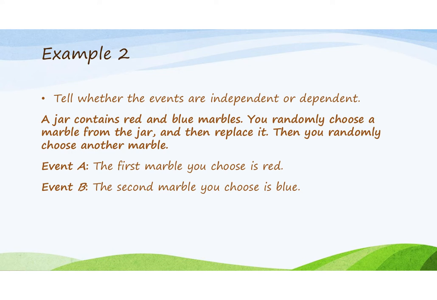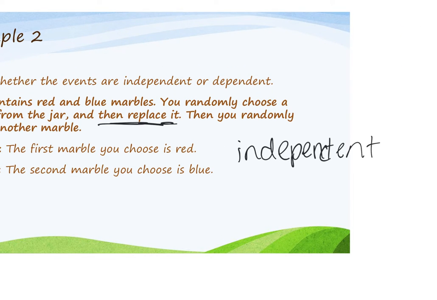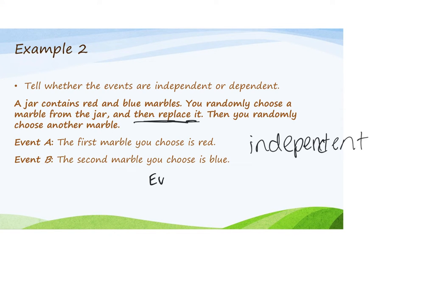Now, let's say you have a jar with red and blue marbles. You randomly choose a marble from the jar, and then you replace it. Then you randomly choose another marble. Independent or dependent? These are independent. Why? Very good. Okay? If you put the marble back, aren't you back at the original probability that you had from the beginning? So these events do not affect each other. Okay? The events are independent of one another.